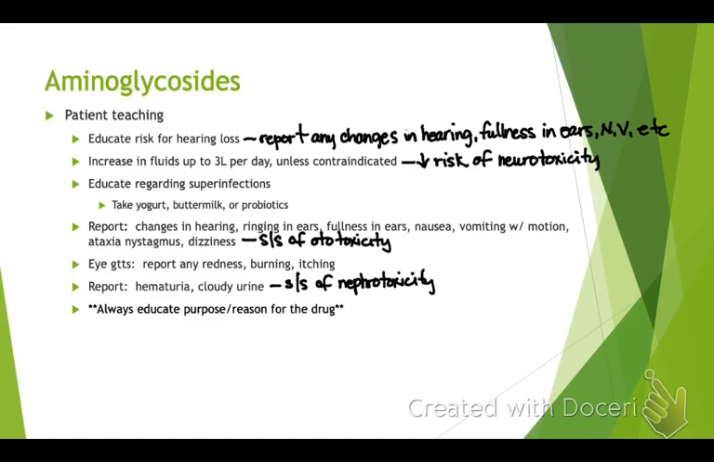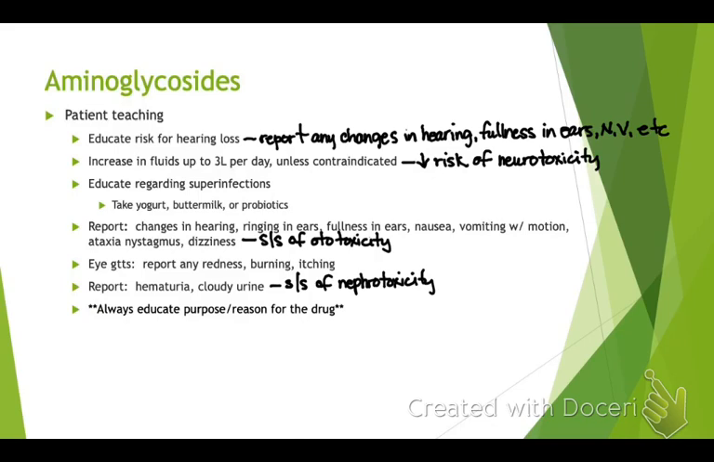You want them to report any changes, again, in hearing, ringing in the ears, fullness in the ears, nausea, vomiting with motion, ataxia, nystagmus, any dizziness, all the signs of ototoxicity we might see. Ataxia, again, is a lack of muscle coordination. Nystagmus is involuntary eye movement, so you want to make sure you're looking at those.